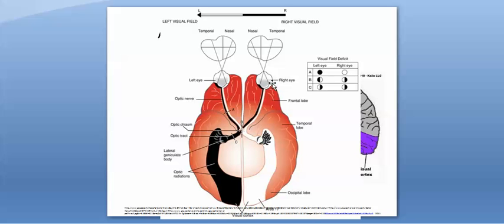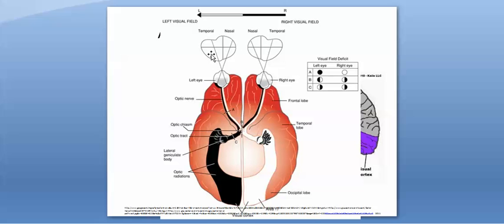Same thing with this one. So left retina or right retina, the information from the right retina stays on the same side of the brain, although we're getting information from the temporal field, or that peripheral vision, or from the nasal field. Sorry. So from here, the only crossing over is happening right here.